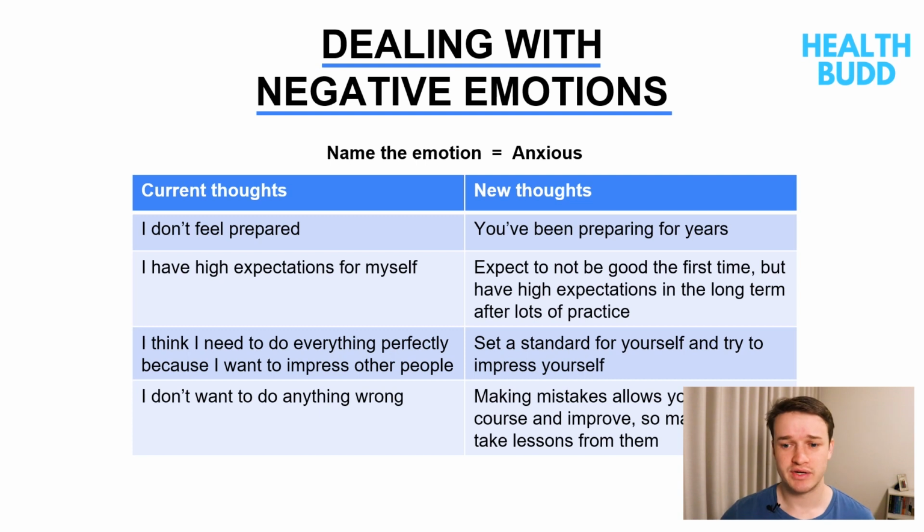And for the last one, I don't want to do anything wrong. Instead of saying that, I realized that making mistakes allows you to correct your course and improve and get to the final destination quicker. But in order to do that, you've got to make sure you take lessons from the mistakes. There's no point in making mistakes and making the mistake again. You've got to figure out what the mistake was, why you made it, what you can do better next time. It's okay to do things wrong as long as you realize that what you did wrong has a lesson within it. And you got to learn that lesson, and so every mistake has a lesson.